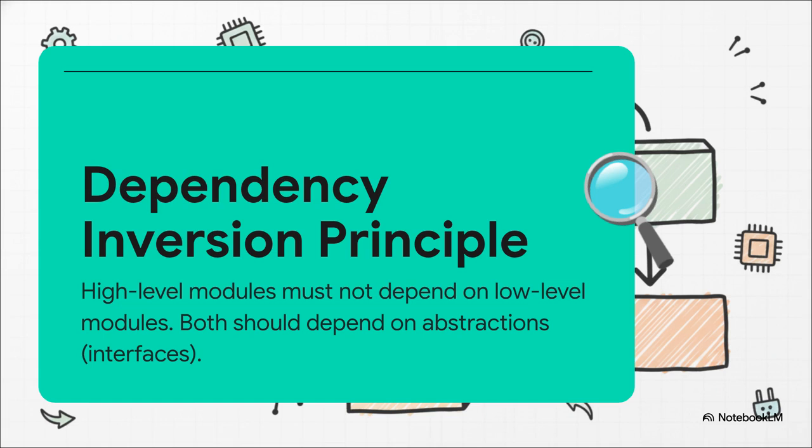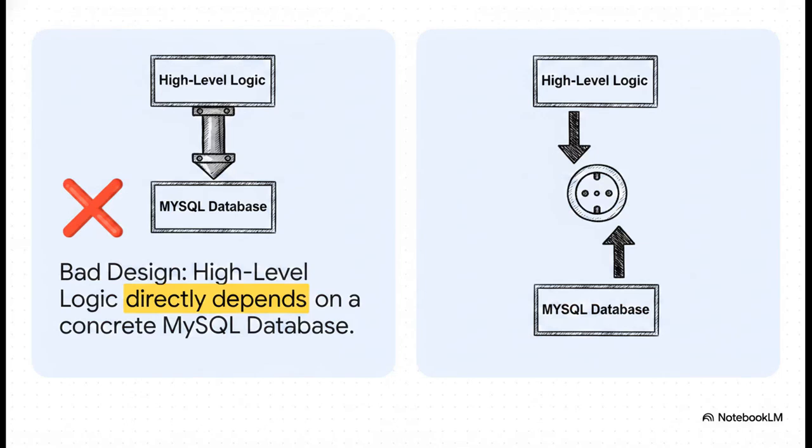And rule number 2 is the key. Both of them should depend on abstractions. What's an abstraction? Just think of it like a contract or a blueprint, an interface in code. It says what needs to be done, but it doesn't care how it gets done. Let's actually see what this looks like.